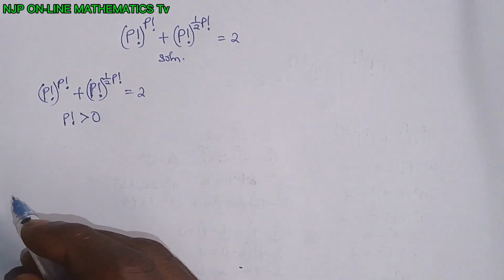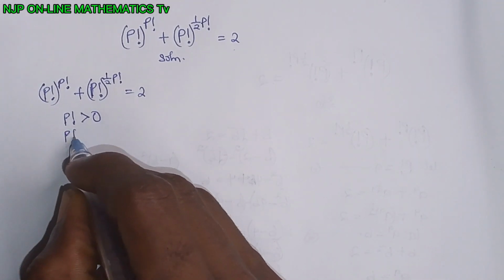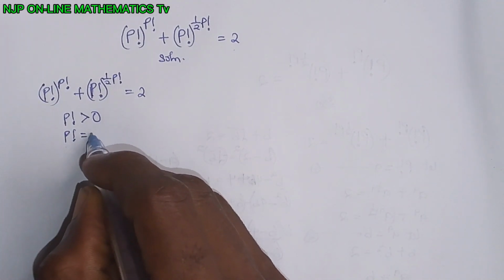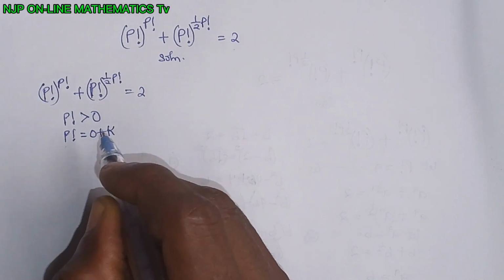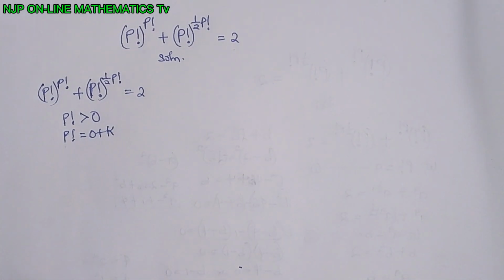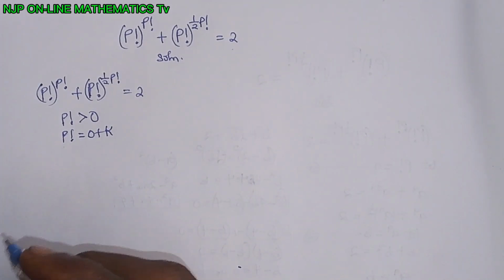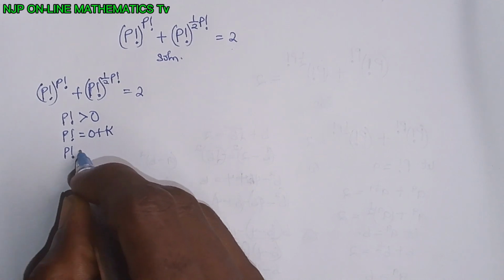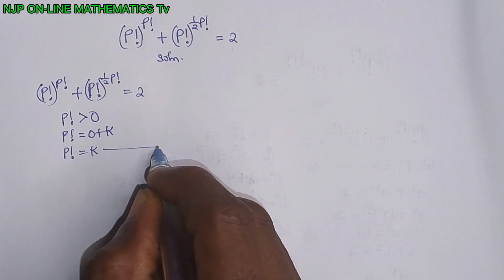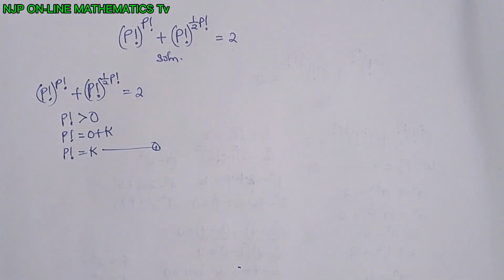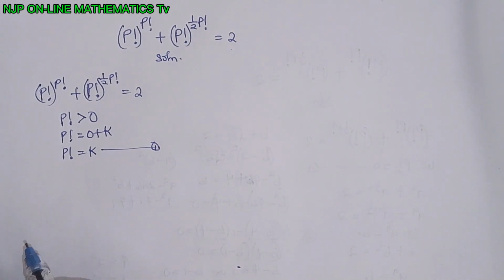So if we continue here, it means that p factorial must be equal to 0 plus k, that is, a certain number must be added to 0 to have p factorial. Since p factorial is greater than 0, we don't know the value of k, so p! = k. So we have gotten equation 1. Since we have gotten equation 1, we need to substitute the value of k in the equation for p factorial.